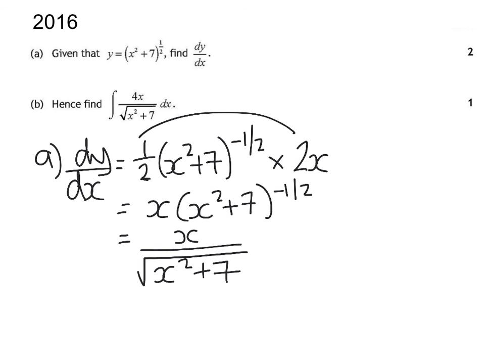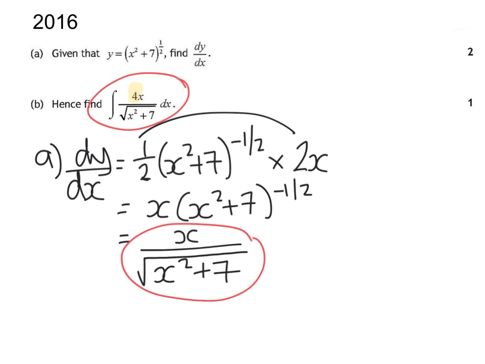Now, notice on part B, they ask you to then integrate this fraction. Now, that fraction looks very like the answer I've just got. So this here looks very like this here. But what is the only difference? The difference is this number 4, right? Now, technically, that 4 is just a constant that's being multiplied by.